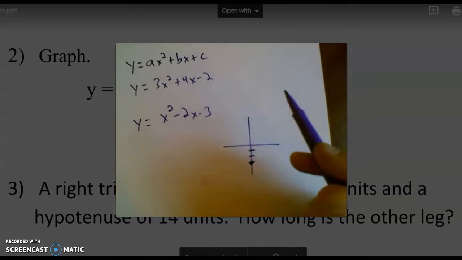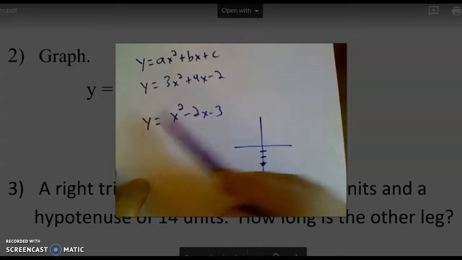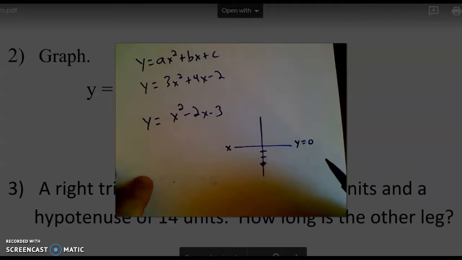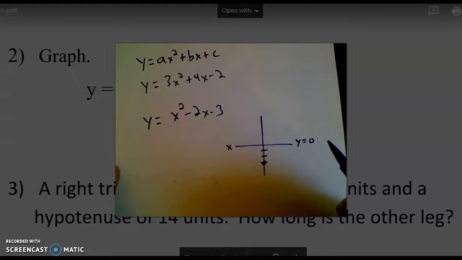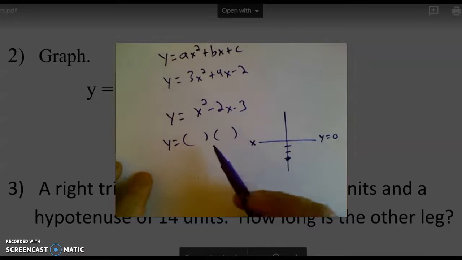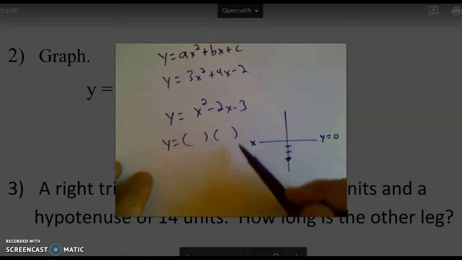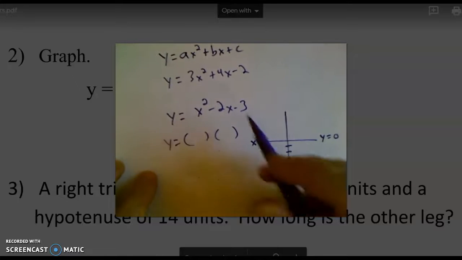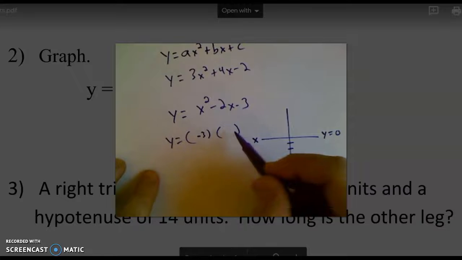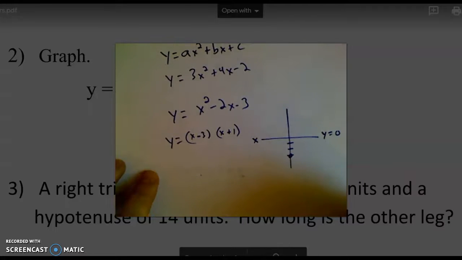And then the x-intercepts, I could try and maybe guess to see what value of x makes y equal 0, because the x-intercept, again, is when y equals 0. But if I could factor it, it'd be a lot easier. So let's see, y equals, what two numbers when I multiply give me negative 3, but when I add those same numbers, I get negative 2? So I think it's going to be negative 3 and positive 1. So that's going to be my factored form.